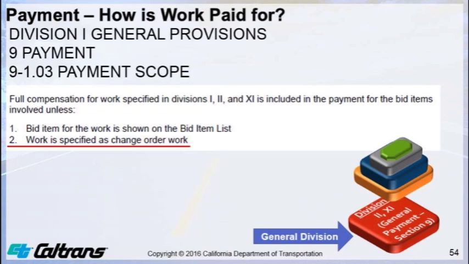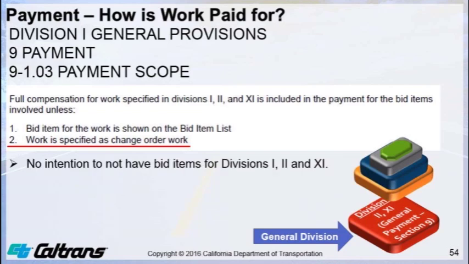The contractors' major concern was that work in Division 2, Construction General, which includes Section 12, Temporary Traffic Control, Section 13, Water Pollution Control, and Section 14, Environmental Stewardship, would no longer have bid items and would all be included in the payment for the other bid items involved in the work. Caltrans has no intention of eliminating bid items for items of work such as traffic control, stormwater best management practices, or environmental related bid items.